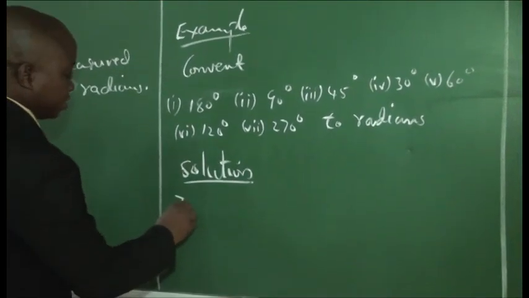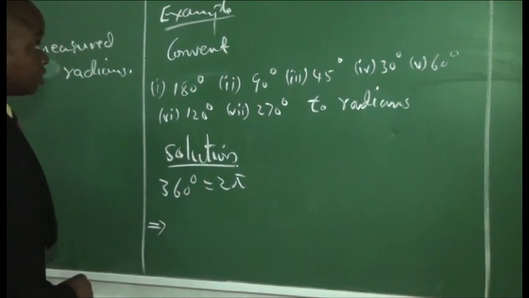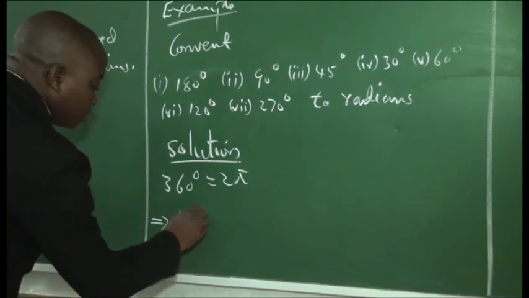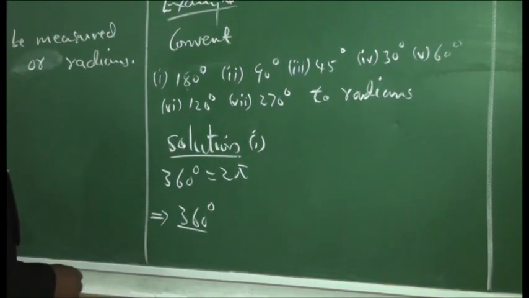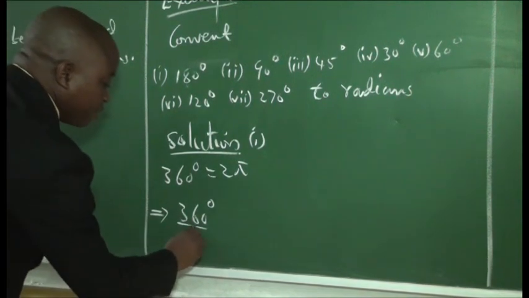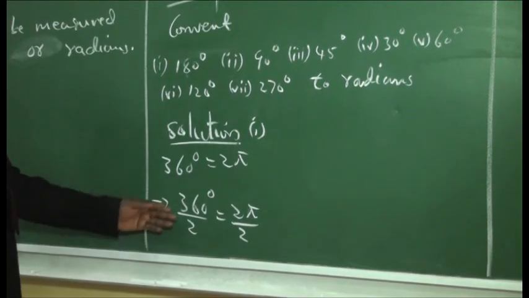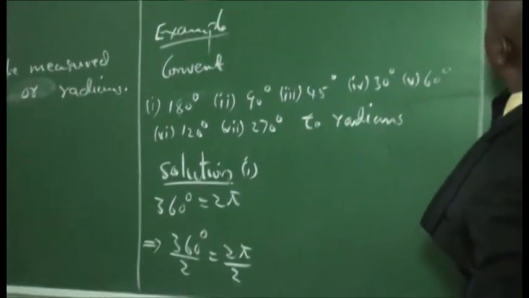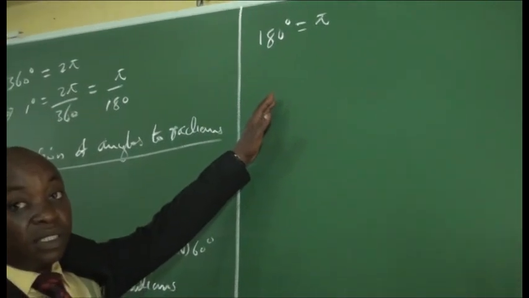We said earlier that 360 degrees equals 2 pi. So that implies that, looking at solution 1, 360 divided by 2 will give you 2 pi divided by 2, because we know that 360 divided by 2 will give you 180. Then we have 180 degrees is equal to pi. So pi is equivalent to 180 degrees.